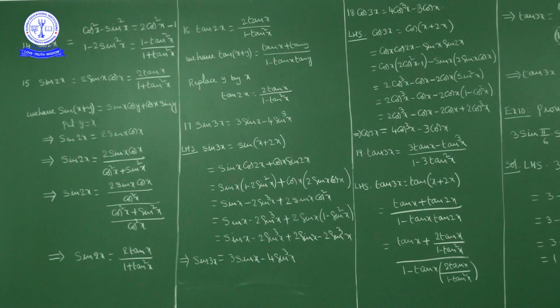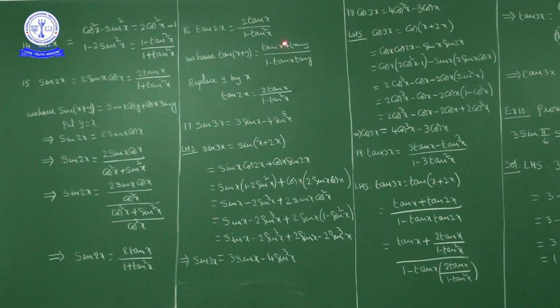Numerator value in sin 2x upon numerator value in cos 2x gives 2 tan x upon 1 minus tan square x. Or else, using the tan x plus y formula. What is the tan x plus y formula? Tan x plus y formula is tan x plus tan y upon 1 minus tan x tan y.